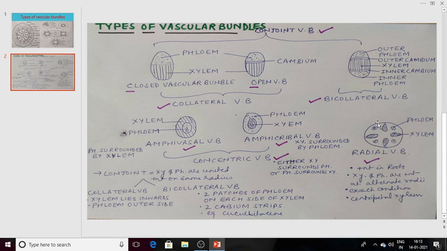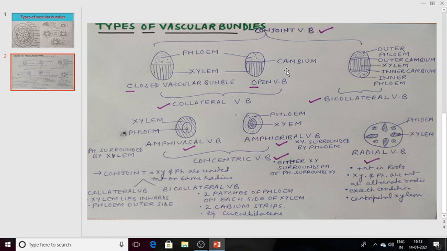So we can say that in case of roots, the vascular bundles are radial, the condition is exarch, and the xylem is centripetal. Opposite to this, these kinds of arrangements, this and this one, will be found in case of stem, where we say the condition is endarch. In case of stem, the condition is endarch and the xylem is centrifugal. So this is the difference between root and stem. In case of root, the vascular bundles are radial, they show the exarch condition and xylem is centripetal, while in case of stem, the condition is endarch and xylem is centrifugal.